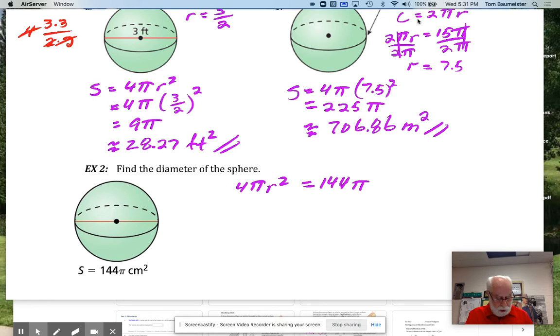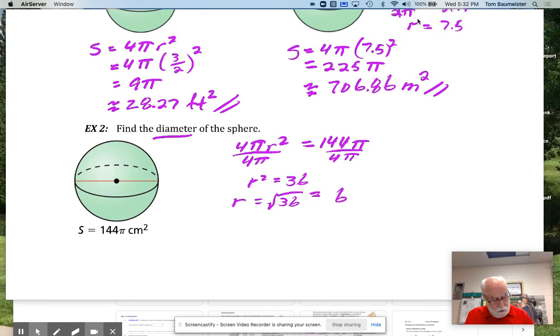So now I'm going to solve this for r, excuse me. I'm going to divide both sides by 4 pi. And that'll give me that r squared is equal to 36. Again, to get rid of a square, you're going to square root it. So r is equal to the square root of 36, which is equal to 6. Now they asked us to find the diameter. So remember, the diameter is equal to 2 times the radius. So in this case, it's 2 times 6, which is equal to 12 centimeters.